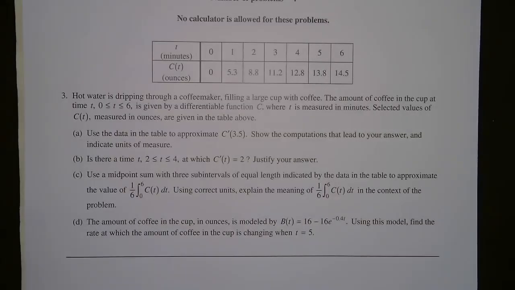Part C says use a midpoint sum with 3 subintervals of equal length indicated by the data in the table to approximate the value of 1 over 6, 0 to 6, the integral of C of t dt, and then use correct units, explain the meaning of it in the context of the problem, okay? All right, so we're gonna do 3 subintervals and we're gonna use a midpoint sum, okay? All right, so let's go to our paper and we'll do that.